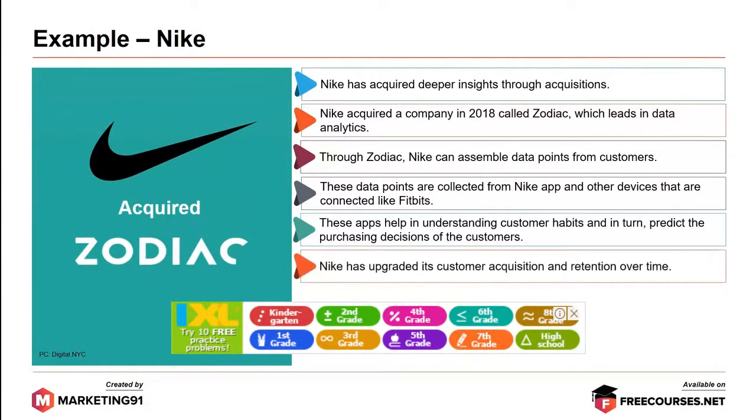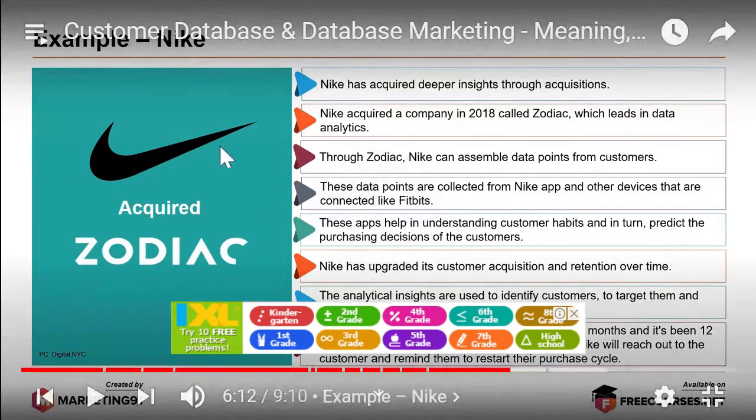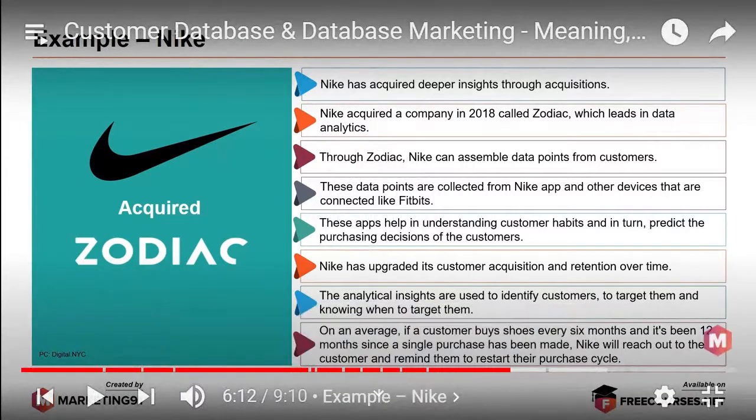Nike has upgraded its customer acquisition and retention over time. The analytical insights are used to identify customers, to target them, and to know when to target them. On average, if a customer buys shoes every 6 months and it's been 12 months since a purchase has been made, Nike will reach out to the customer and remind them. See how Nike is using database marketing. This is a good example.